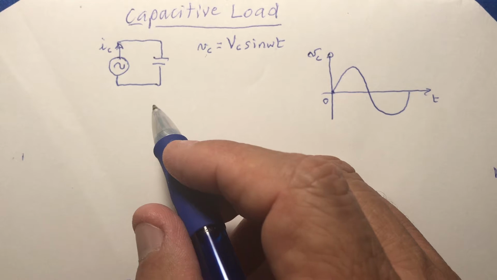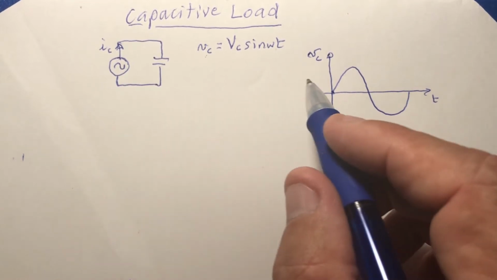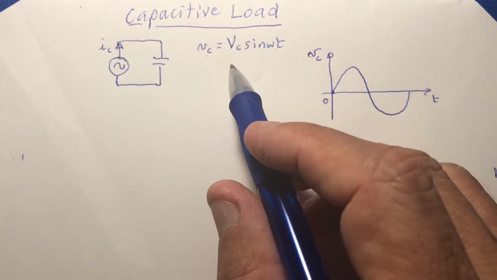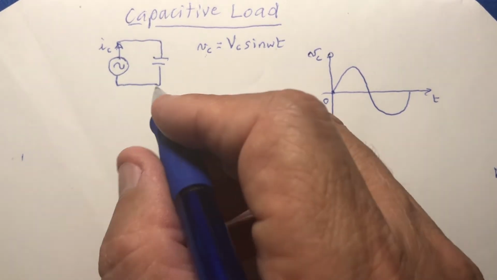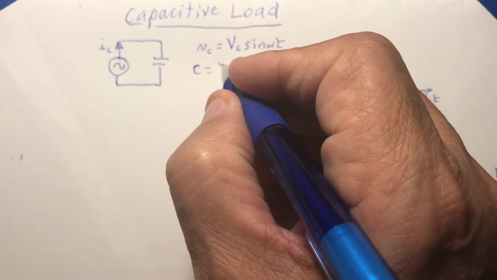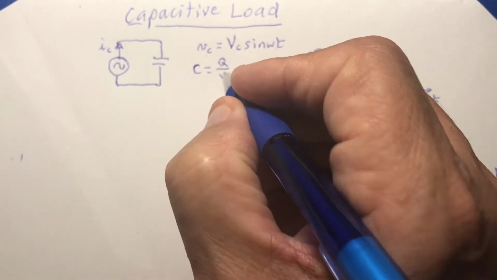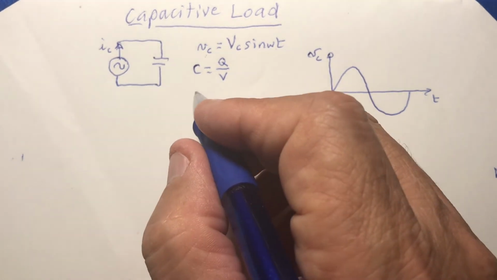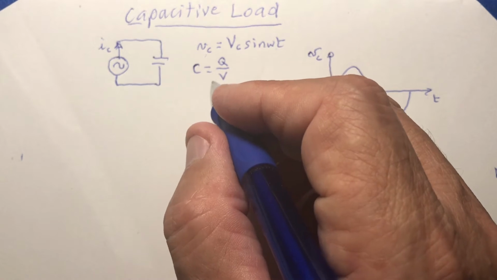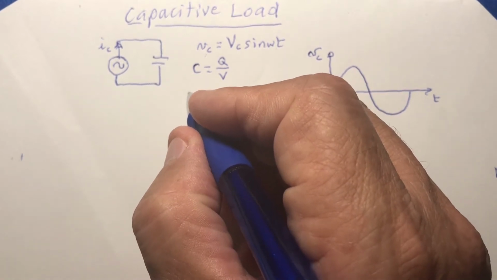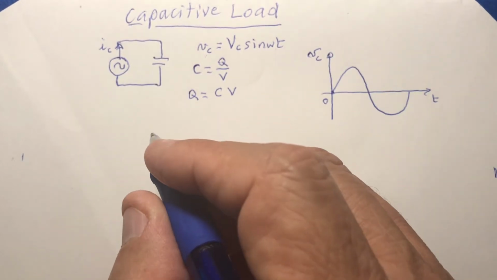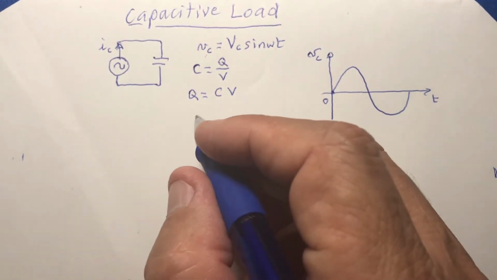Now we need to see what happened to the current. So the voltage, we have its equation. Now we need to know the equation for the current. We know from the capacitance that C is equal to Q over V. This is a formula for the capacitor. Now Q is equal to CV.